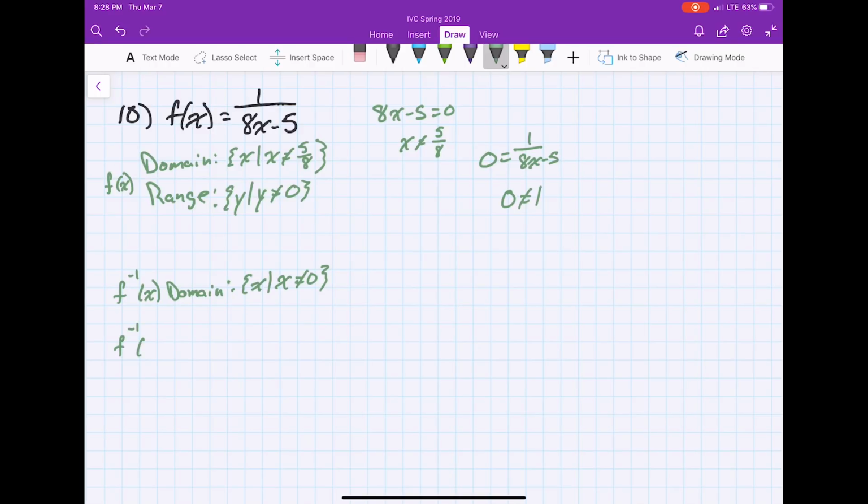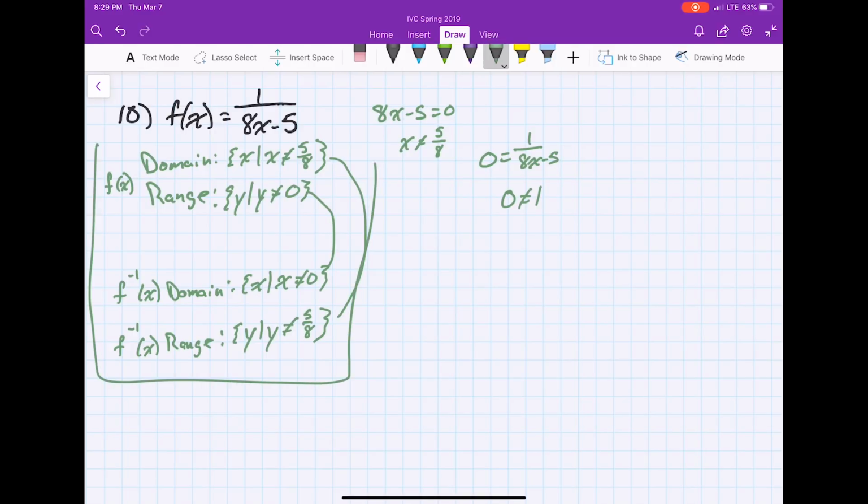And the same is true for the range for the inverse function of x. So write down range here, and then we are going to take the domain from above and substitute y in there. So y such that y cannot equal 5/8. So there you have it. You can see these are basically just swapping them around kind of. So on to number 11.